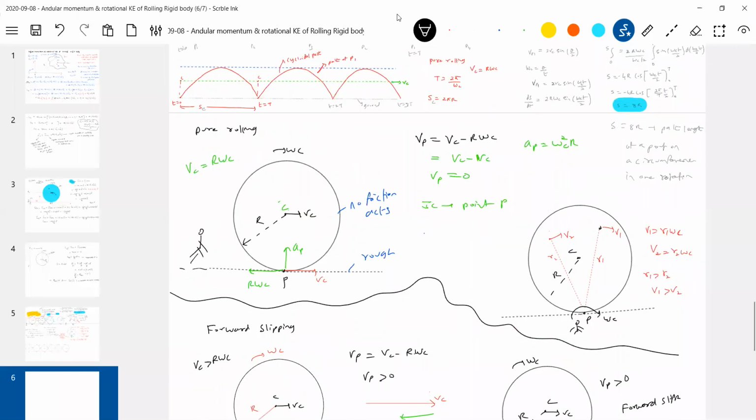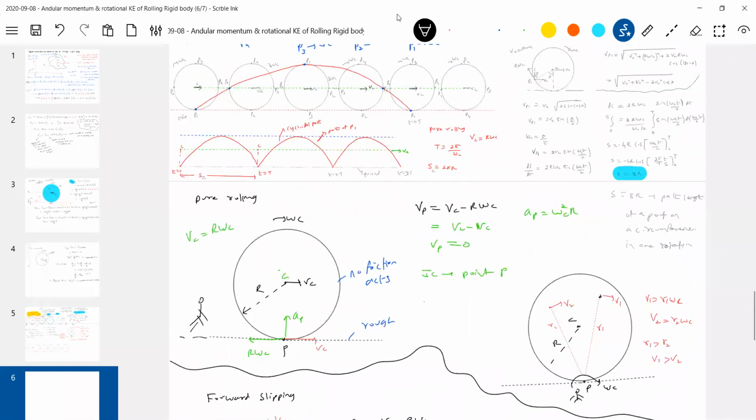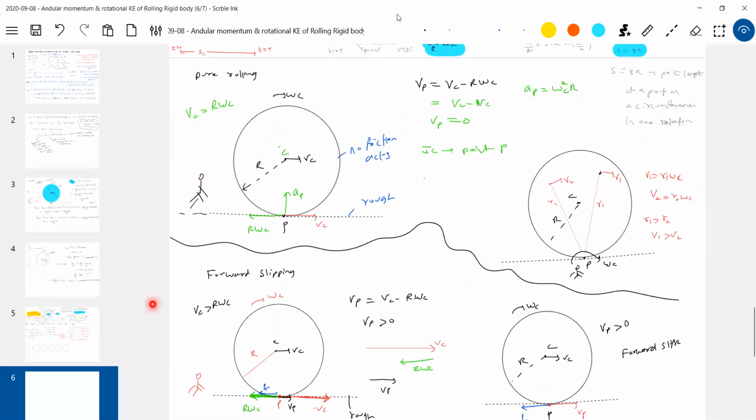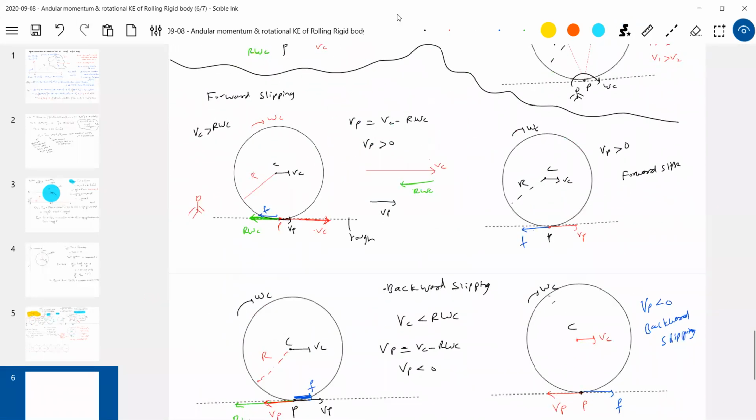In forward slipping, what will happen to the distance covered by the center of mass? This S_C will be greater than 2 pi r. Come back to this last data. In pure rolling, S_C will become equal to 2 pi r. Try to see this part. In pure rolling, this will become equal to 2 pi r. In forward slipping, what happens? This will become greater than 2 pi r. In backward slipping, this S_C will become less than 2 pi r.